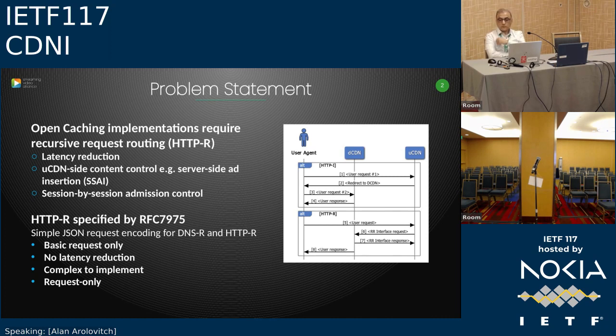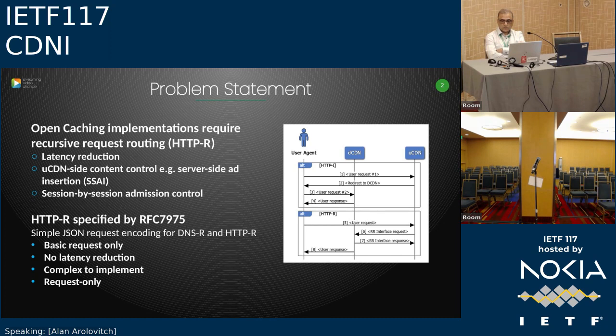The problem statement is that the existing RFC 7975 specifies support for recursive request routing that uses custom JSON-based messaging, which has several drawbacks. There is complexity of implementation, so several UCDNs face difficulty actually implementing it. There is only support for basic request transmission, so the UCDN doesn't transmit the whole request to the DCDN.